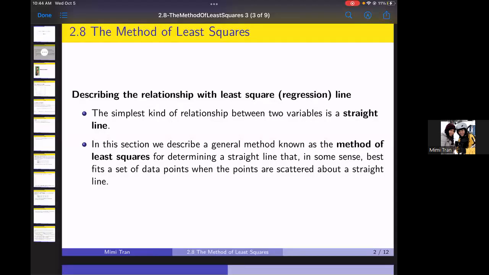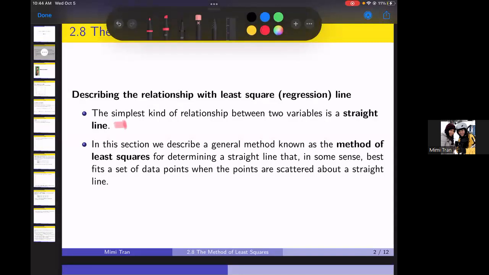Yeah, everybody knows that. So it's simple, which is great. Now in this section, we're going to use a method called the least square method. What the method does is determine a straight line that, in some sense, fits the set of data points when the data points are scattered about a straight line.